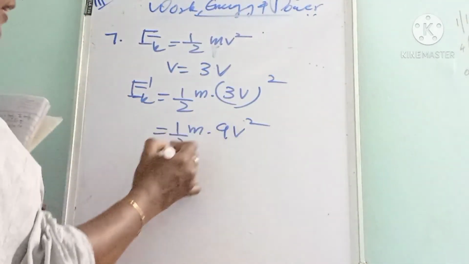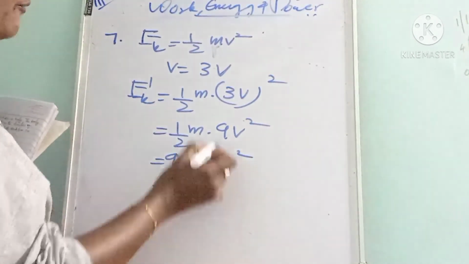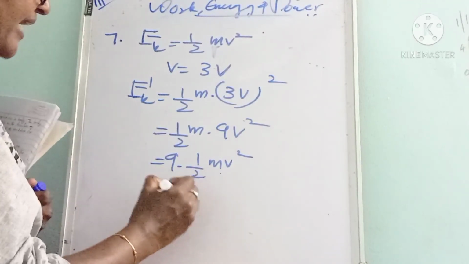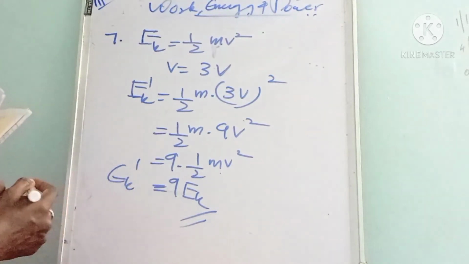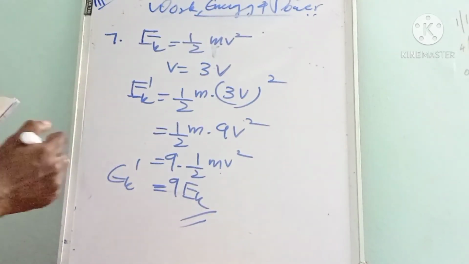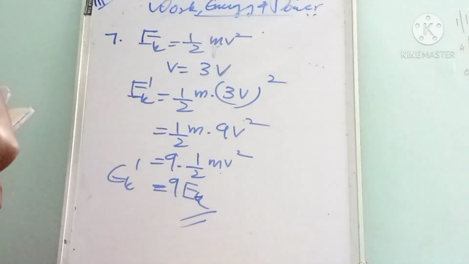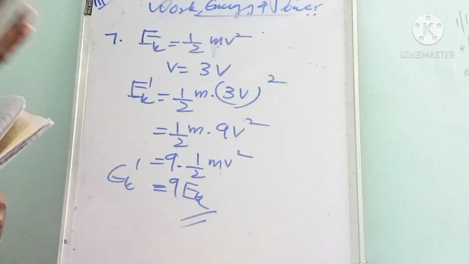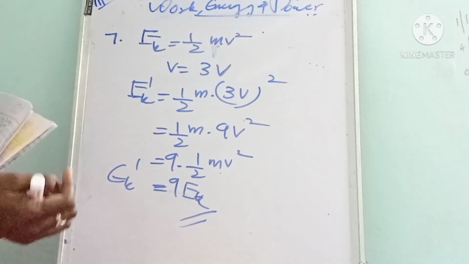This 9 we can write first: 9 into half mv square. You know what half mv square is? It is Ek. So 9 into Ek. The new kinetic energy Ek dash is equal to 9 times the original kinetic energy, that is Ek dash is equal to 9 Ek. If we triple the velocity, the kinetic energy increases by 9 times.